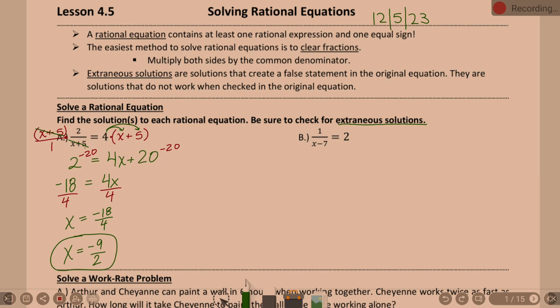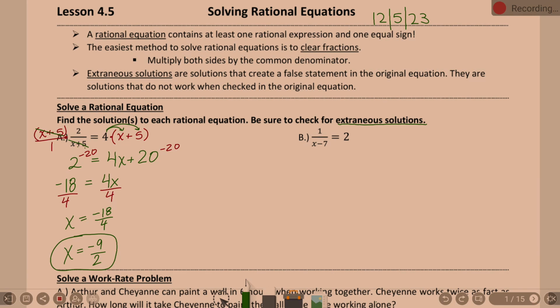If x plus 5 equals 0, we know that we would have a restriction of x cannot equal negative 5. Did we get an answer of negative 5? No, so our answer should be good. That's the kind of check I'm doing. If it makes the denominator equal to 0, I need to get rid of it as an answer. But otherwise, it should be good. Okay?